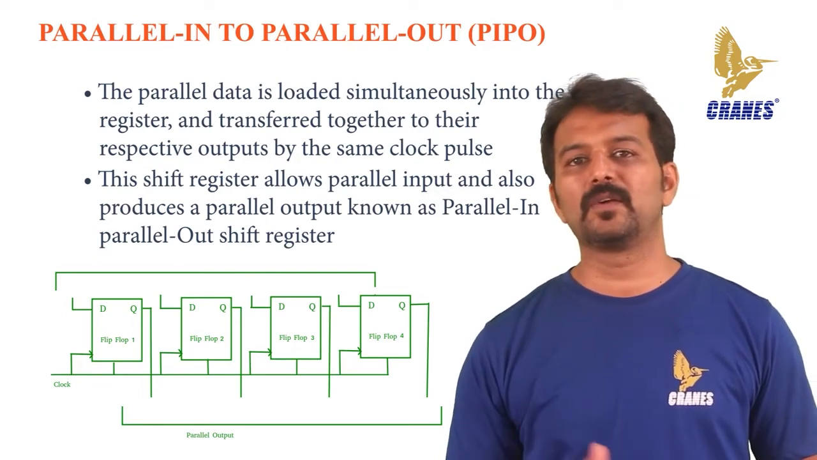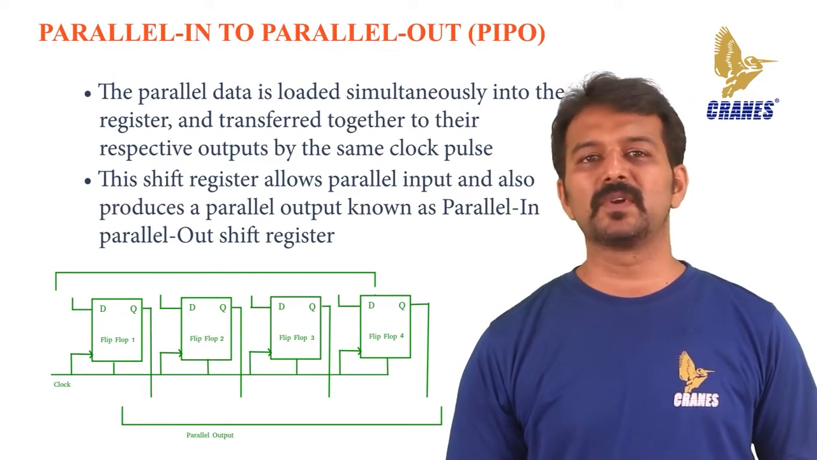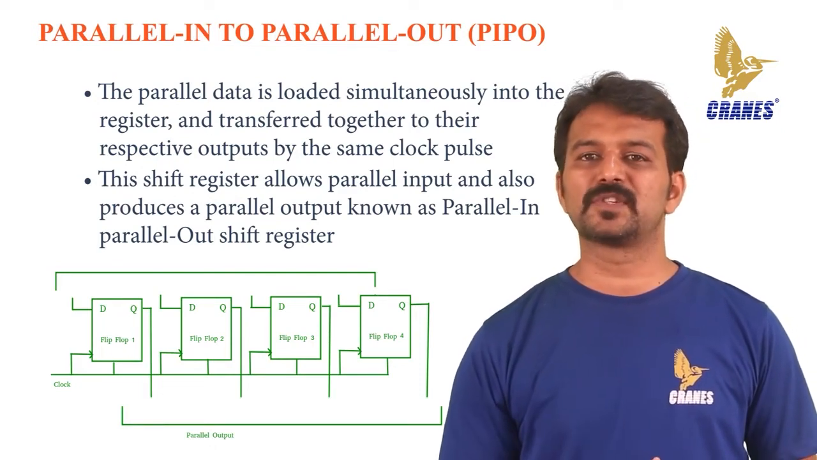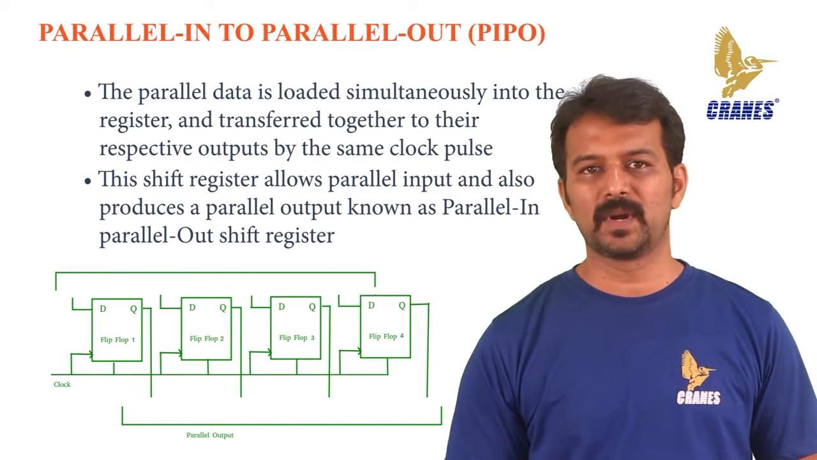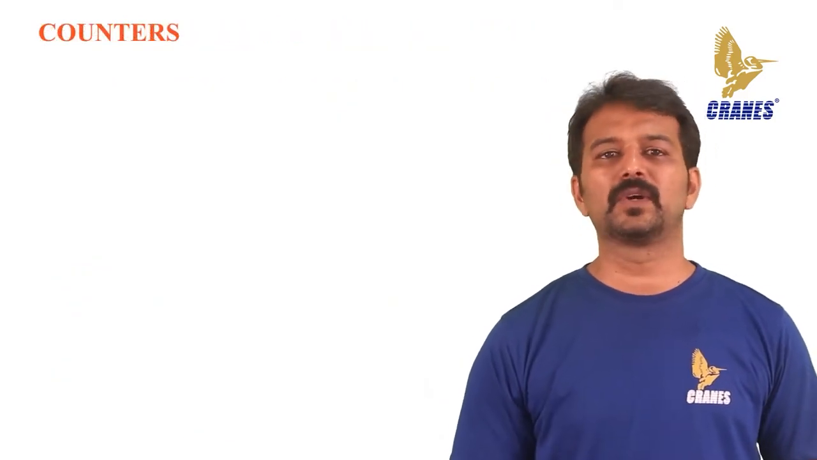A parallel in, parallel out shift register is used as a temporary storage device, and like the SISO shift register, it acts as a delay element. Next, we will look into counters.